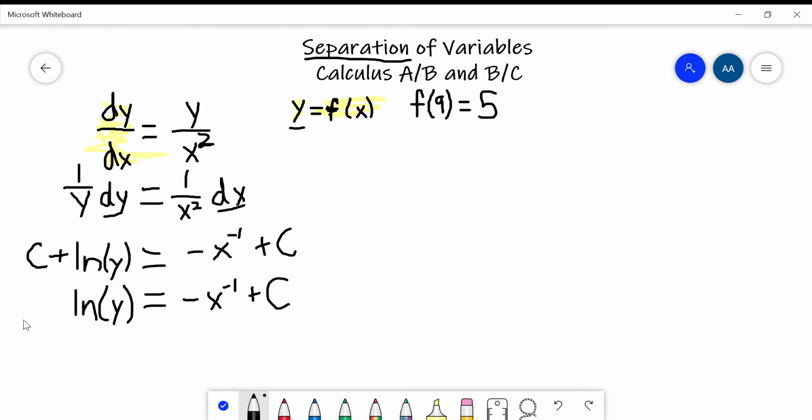What I'm going to actually do is take both sides and make them the power of e, like so. So basically, we're going to have this: e to the power of the natural log of y, and if you might notice an identity here, feel free to move on to the next step, and e to the power of negative x to the power negative 1 plus c. That's what we have on both sides.